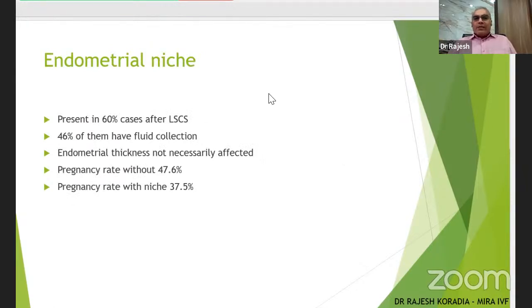The endometrial niche is present in 60% of cases after LSCS. 46% of them have fluid collection. The endometrial thickness is not necessarily affected, and the pregnancy rate without a niche is 47.6%, and the pregnancy rate is reduced to 37.5% when a niche is present. So in patients with previous LSCS, the chance of implantation is reduced in a couple of cases. When you are selecting a surrogate, you have to consider this point.